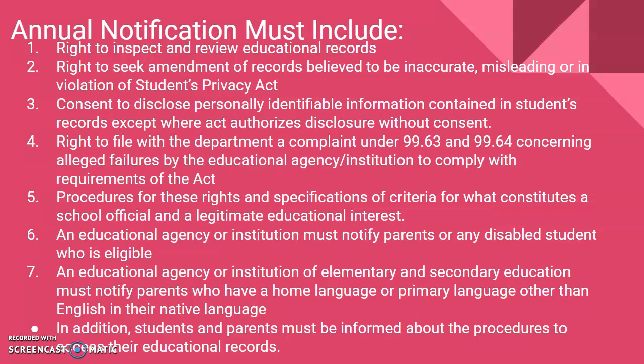Schools must have an annual notification, and these are the things that must be included every year in this notification. The right to inspect and review educational records, the right to seek amendment of records believed to be inaccurate, misleading, or in violation of the Students' Privacy Act, the consent to disclose personally identifiable information contained in the student's records except where the Act authorizes disclosure without consent, the right to file with the department a complaint under 99.63 and 99.64 concerning alleged failures by the educational agency or institution to comply with requirements of the Act.